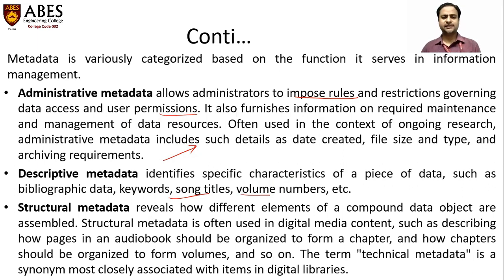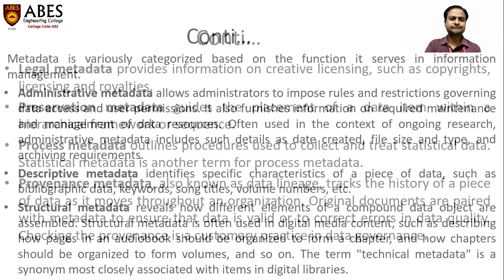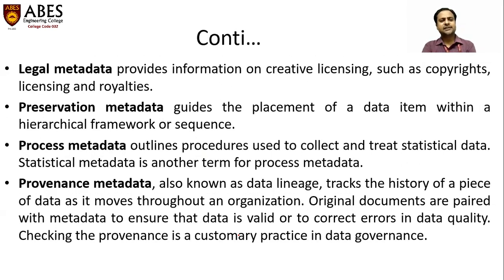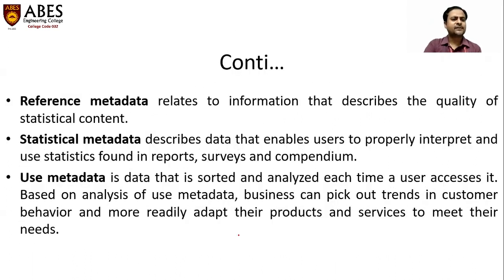In structural metadata, the interrelationship is covered, such as how pages in an audiobook are organized inside the memory, as well as how the different elements of computers are assembled, and it is used to find the different synonyms or the interrelationship and interdependency of the data attributes. Other types of metadata are legal metadata, preservation metadata, process metadata, and provenance metadata. As their names suggest, there are also other types of metadata: reference metadata, statistical metadata, and use metadata.